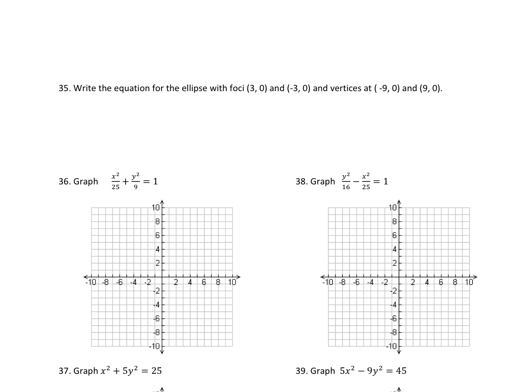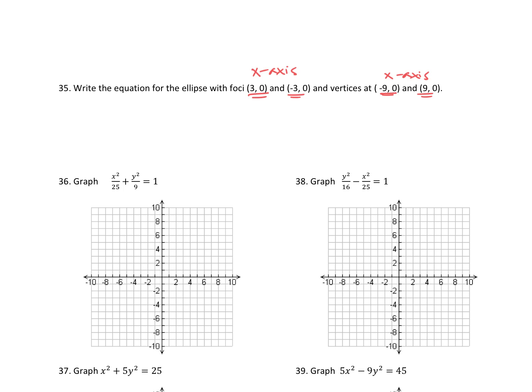All right, so number 35, we need to write an equation for the ellipse with foci at (3, 0) and (-3, 0), and vertices at (-9, 0) and (9, 0). What we need to notice here is that the foci, these ordered pairs, are on the x-axis, and the vertices are also on the x-axis. So in an ellipse, your vertices and your foci are always on the major axis.